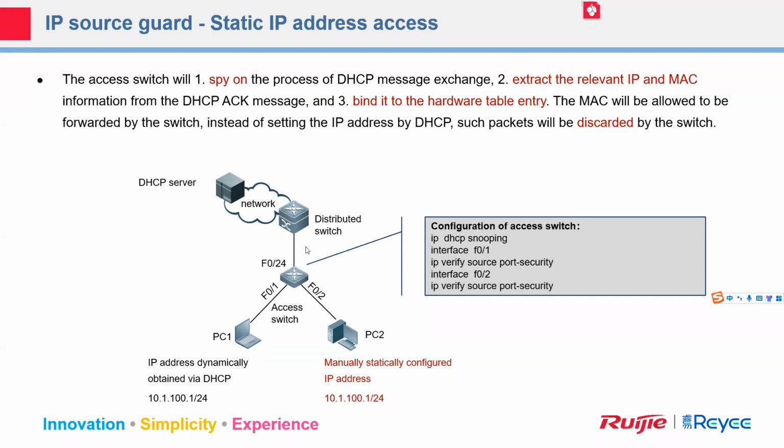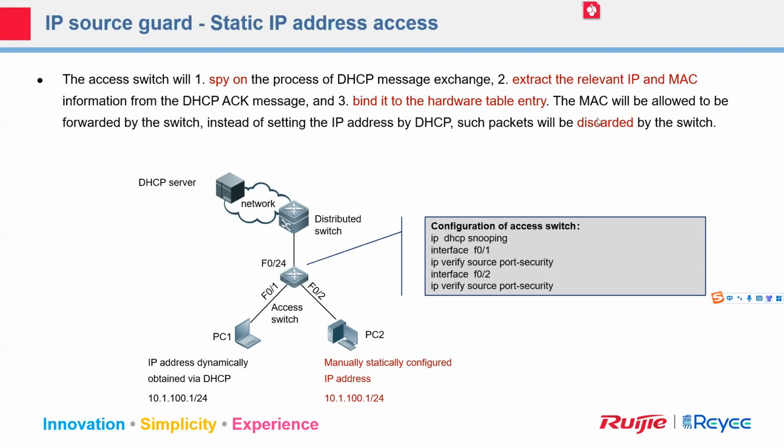First, I broadcast the request: who can help me to give an IP address? Then the server will give a reply. This is a unicast. After I get the IP address, finally I will give the acknowledgement to tell the server that I hope I can use this address. So if we enable this function on the switch, it will check the information of the ACK. And in this ACK message, we have the information of the IP address and MAC address, right? So the switch will bind the MAC address information to the hardware table.